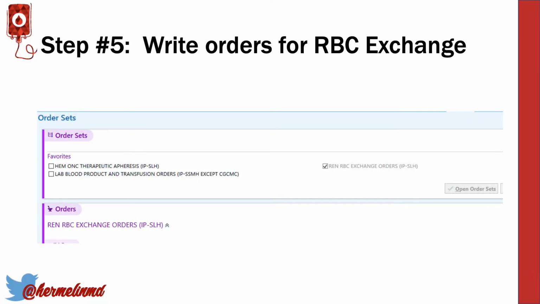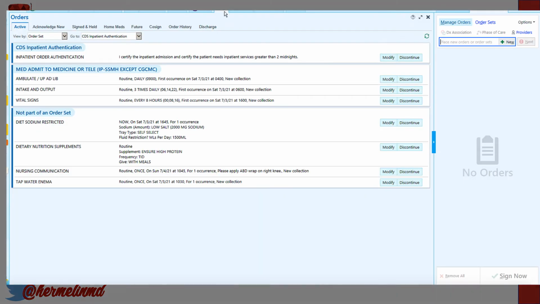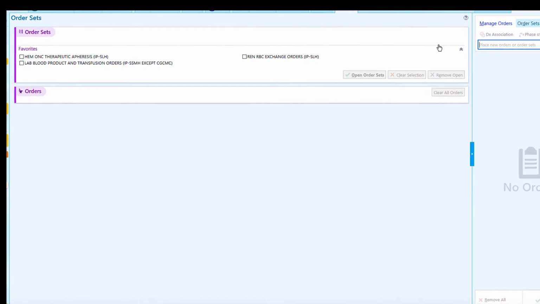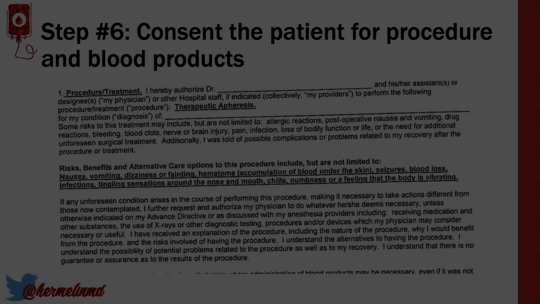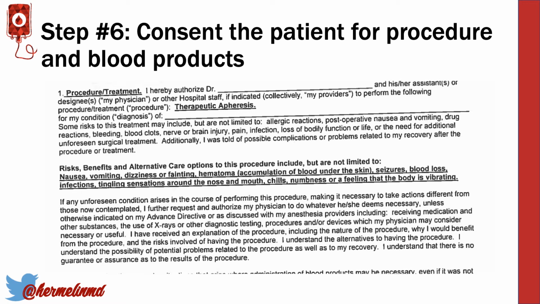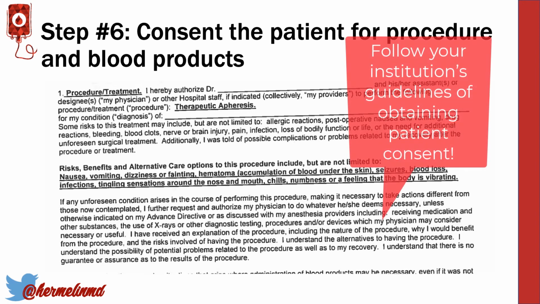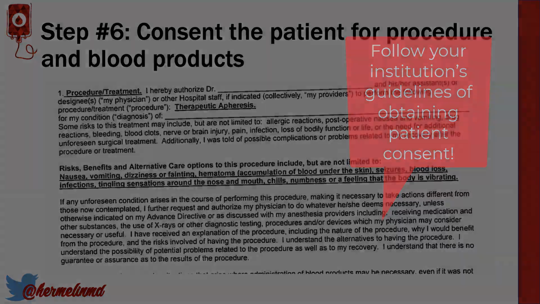Then you're going to want to place the orders for red cell exchange, and according to the institution you are affiliated with, you'll have your own manner of doing that through the electronic medical record system. Once I've placed the order, I then like to consent the patient for the procedure and for the blood products. You should follow your institution's guidelines of providing consent for your patient.